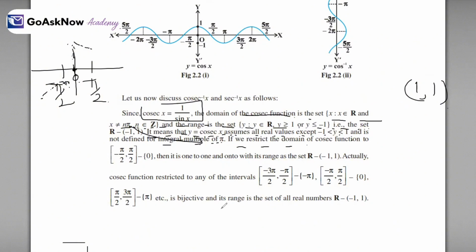So the cosec function can be extended to any interval like minus 3 pi by 2 to minus pi by 2, minus pi, and minus pi by 2 to pi by 2 minus 0. In all these intervals the function is both one-one and onto, which is also called bijective. Its range is the set of all real numbers R minus -1 to 1. I have already mentioned that here. So let's move to the next slide.